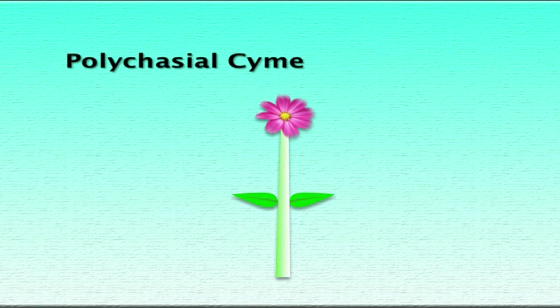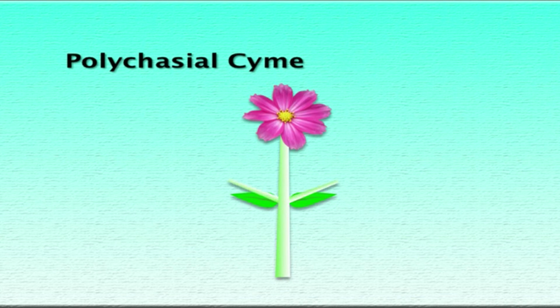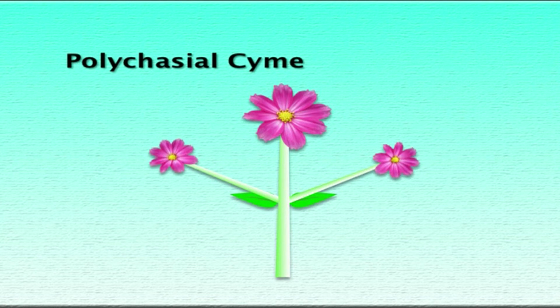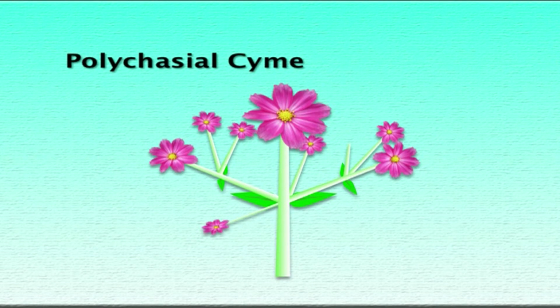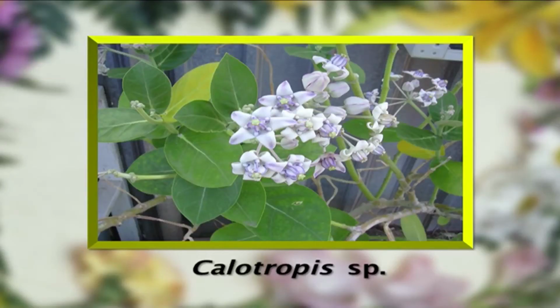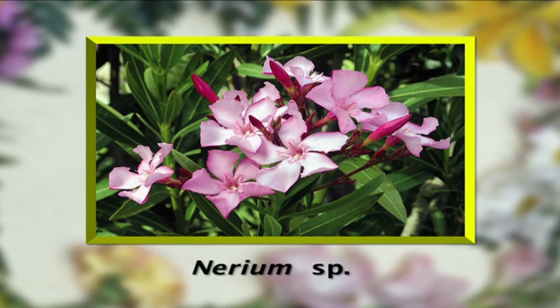The fourth type of cymose inflorescence is called multiparous or polychasial cyme. In this type of cymose inflorescence, more than two lateral branches arise from the base of a terminal flower. These lateral branches also end in flowers and the same type of growth is continued. The oldest flower is always present at the center, which terminates the main axis. Polychasial cyme can be found in Calotropis, Nerium, etc.